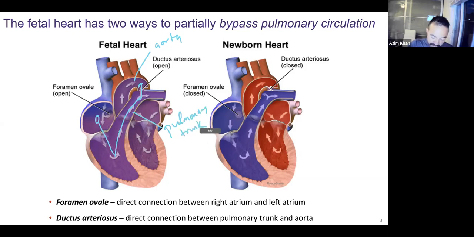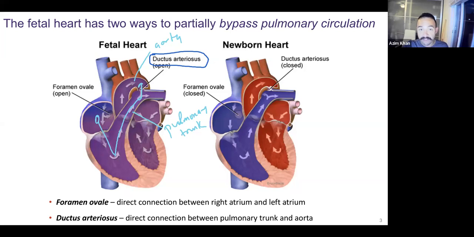This bypass from the pulmonary trunk to the aorta is called the ductus arteriosus. Again, ductus, it's not quite a duct. A duct would mean it's to the surface of a lumen. But it's a blood vessel that connects two arteries. The pulmonary trunk is an artery, and the aorta is an artery, hence ductus arteriosus.